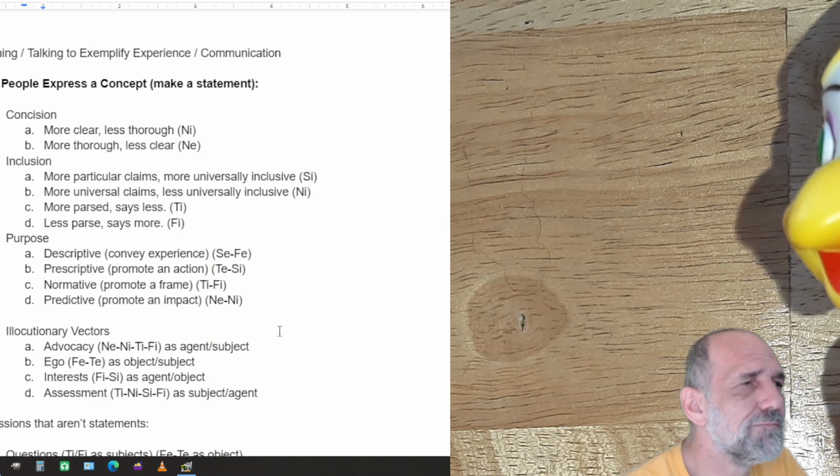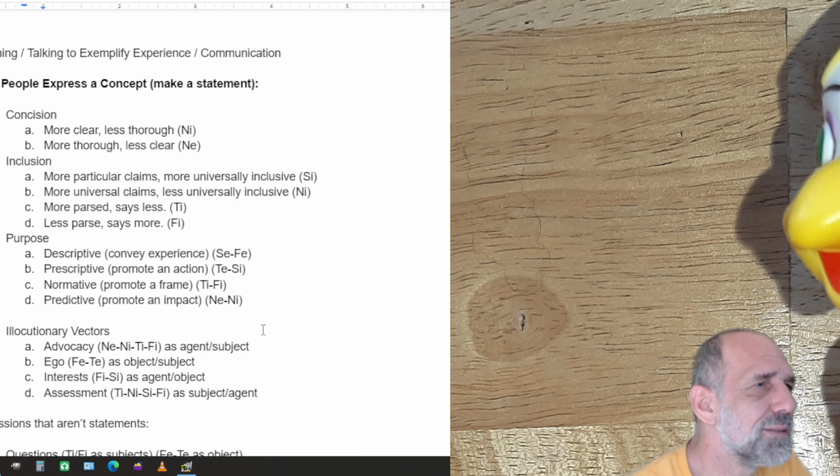If you were going to taxonomize how we can think about communication, you might say people convey things on vectors. We can measure their conveyance on vectors of concision, on vectors of inclusion, on vectors of purpose, or on illocutionary vectors. So concision means more clear, less thorough, or the opposite, more thorough, less clear. Now that doesn't mean you can't be both brief and unclear. It's certainly possible, but regardless, you are including the vector of concision regardless of the clarity, okay? Clarity is a separate vector, really, and that would be determined more by the reader, I guess, than by the expressor, right?